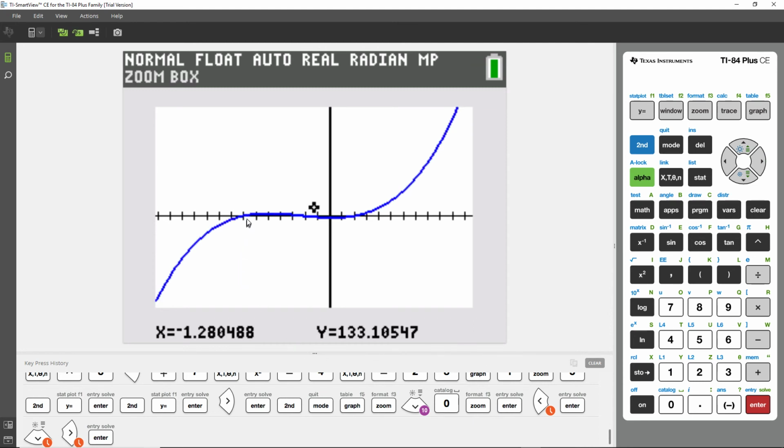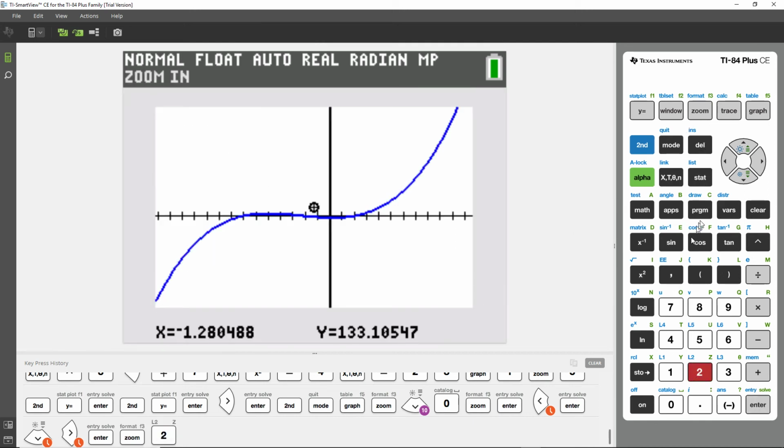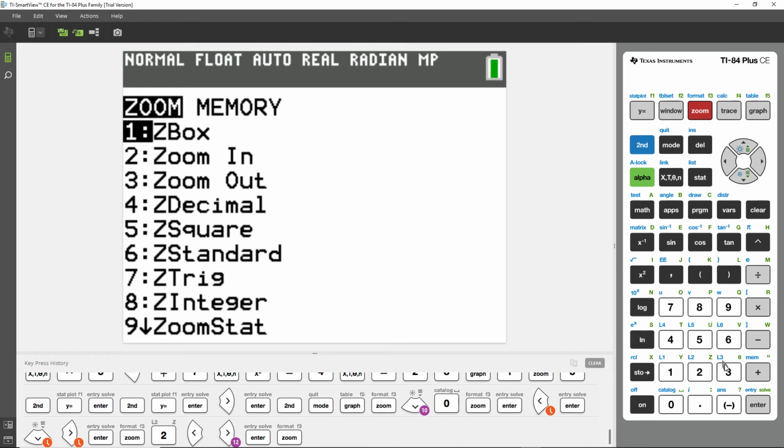Yeah, it did. We just can't see it right now. Let me try to zoom in some more. I'm going to put my cursor right there. Zoom in. Yeah, so you can see that it does cross the x-axis and then it comes back down. It doesn't stay flat on it, and it doesn't touch it in more than one place. We can zoom back out.